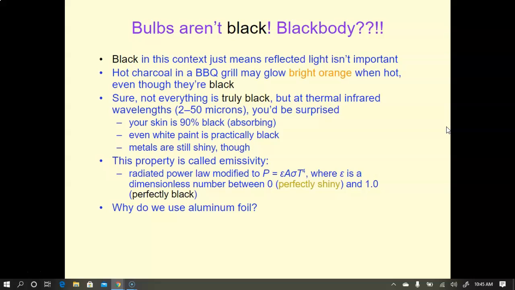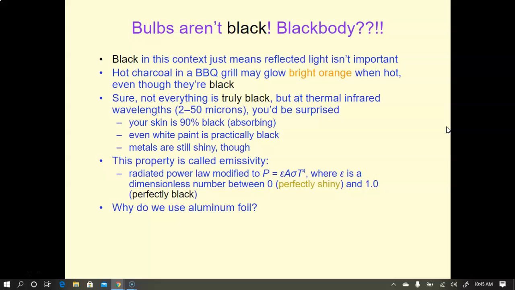Now let's take a minute then and think about that whole idea of black body. And what you're probably thinking is a lot of those things aren't black. And what black in this context means is that the reflected light isn't important. So if you think about something like the hot charcoal on a grill, it's glowing bright orange when it's hot, but in reality we know that they're actually black.